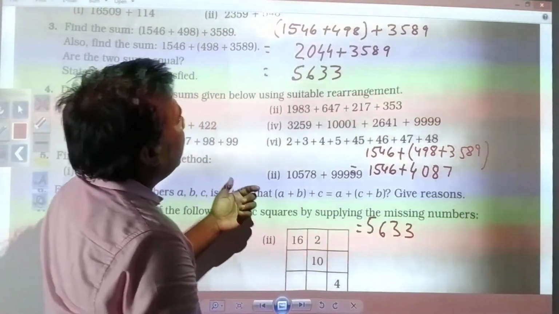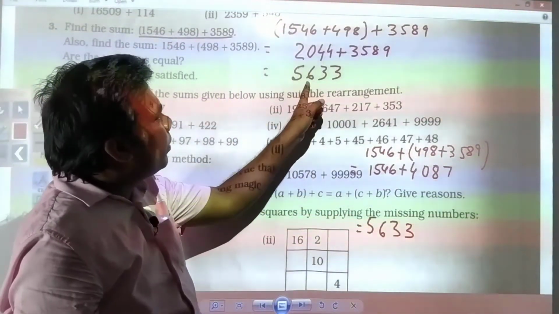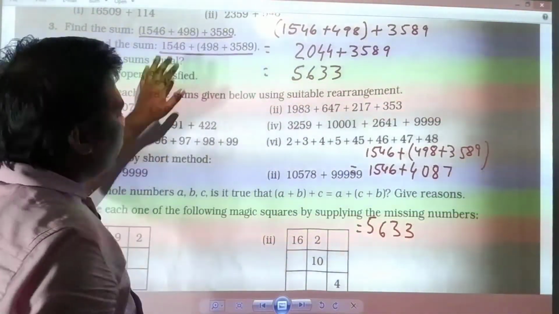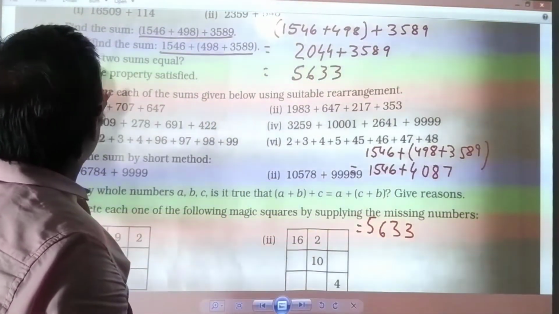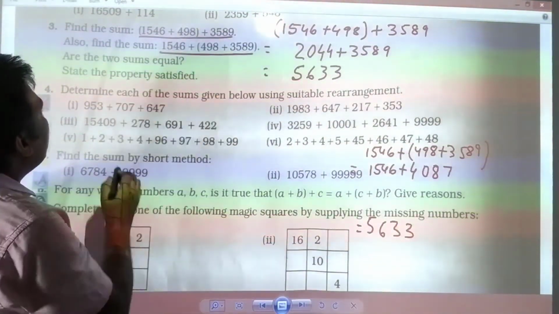So finally if you are adding this number, you have got 5633, and again if you have added this one, you have got 5633. So the two sums are equal. You will write yes, the two sums are equal.